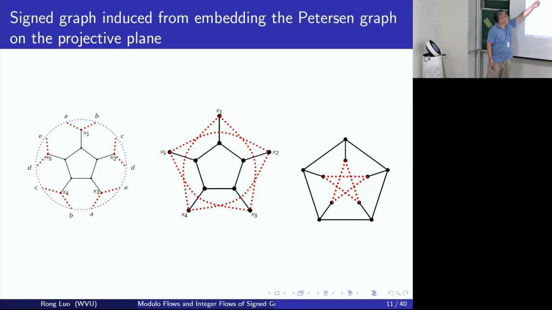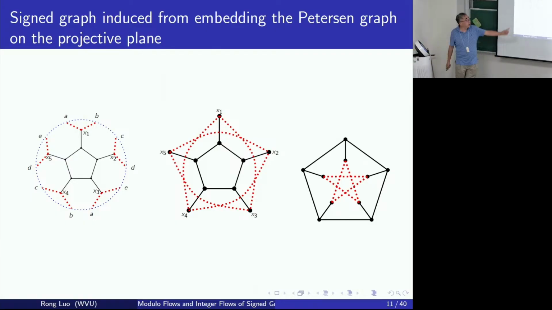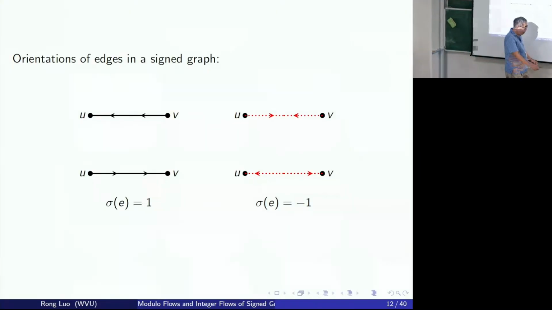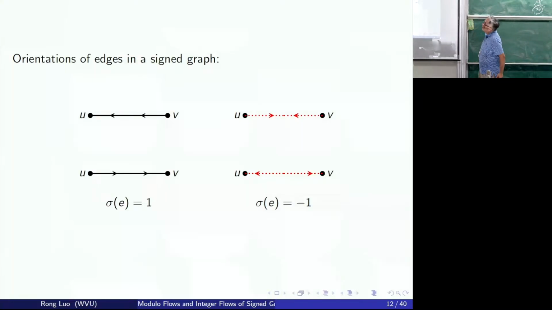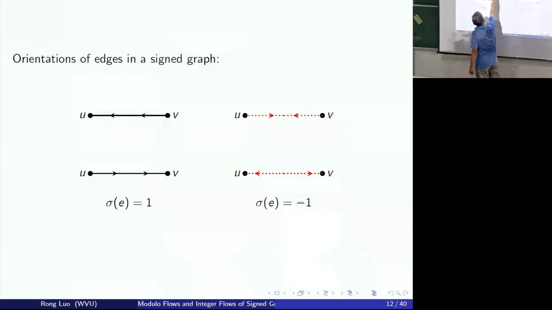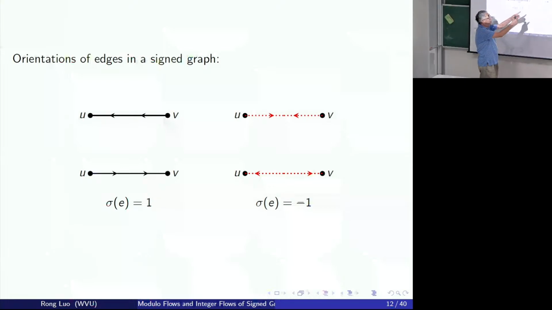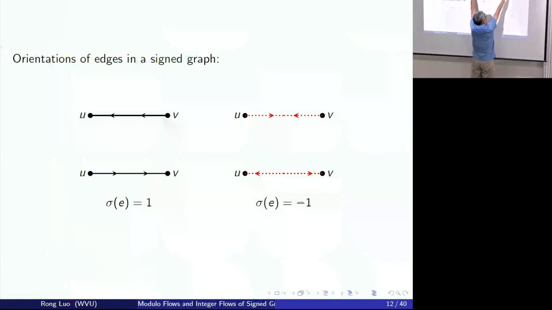Also, you can see that the face-coloring number of this embedding is 6, because the dual is K6. Another difference between the unsigned graph and the signed graph is the orientation of the negative edge. For a positive edge, we usually orient it so that one endpoint is the initial point and the other is the terminal point. However, for the negative edges, we look at the two endpoints, and both sides look like going out or going inside.